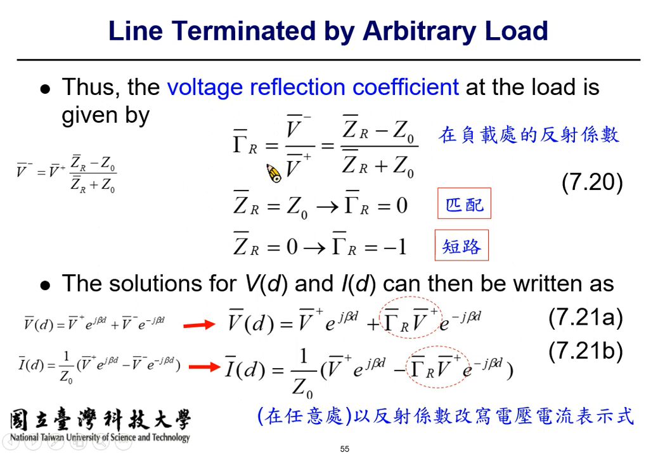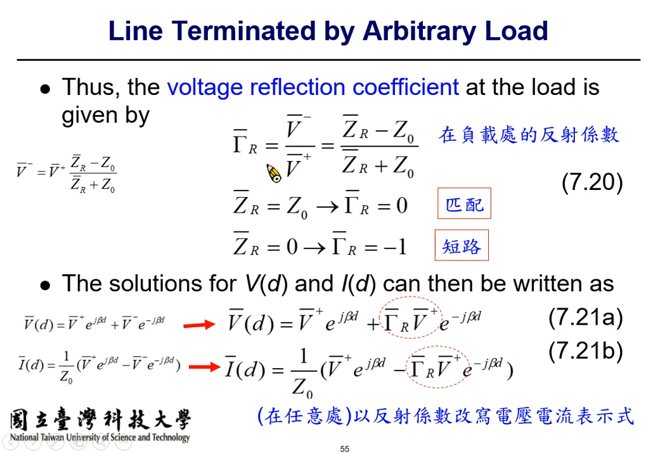And as you know, if the load is a short, then the reflection coefficient is -1. If the load is an open, then the reflection coefficient is +1. And if the load is the same as the characteristic impedance of the transmission line, then the reflection coefficient will be 0.